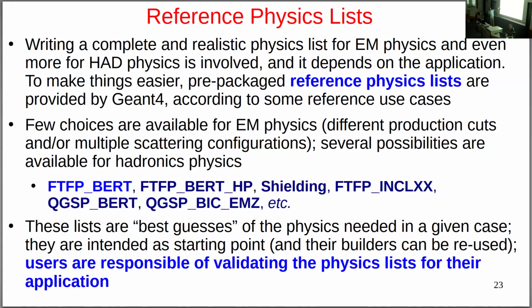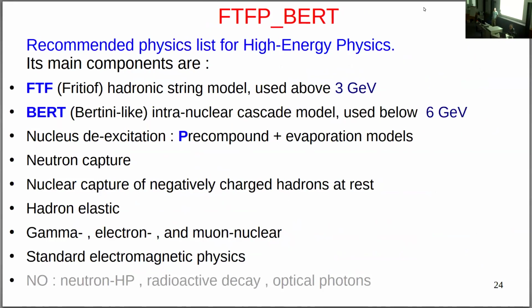So there are several cases, and in most cases, the name describes the main hadronic physics model. You see here. And sometimes if you see EM something, then it is an option. For instance, EMZ here is the so-called option four, the most precise option that Geant4 can offer for electromagnetic. The others are different combinations of hadron models. For instance, FTFP_BERT, this is our recommended physics list for high energy physics.